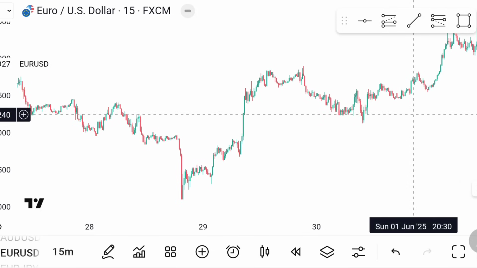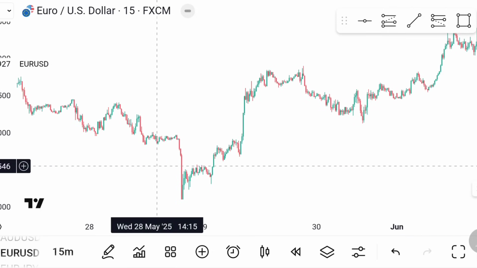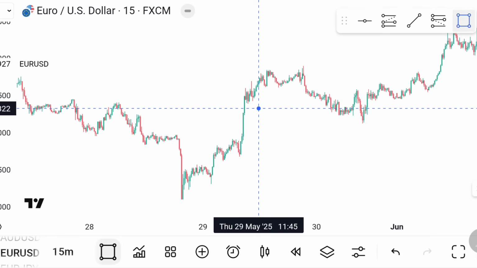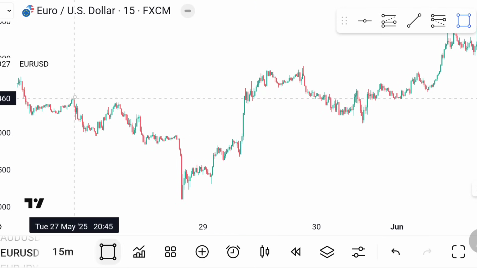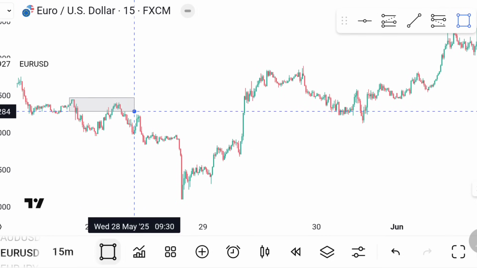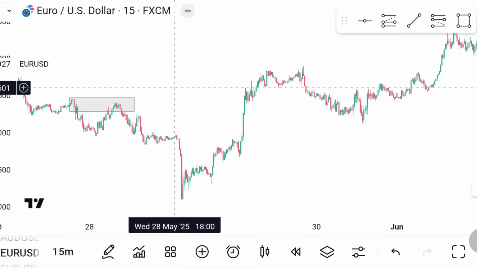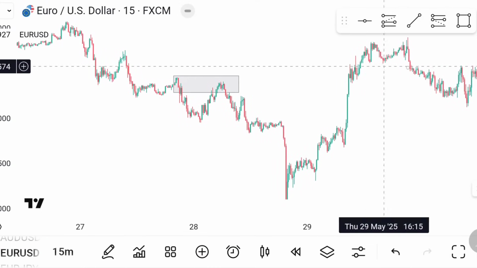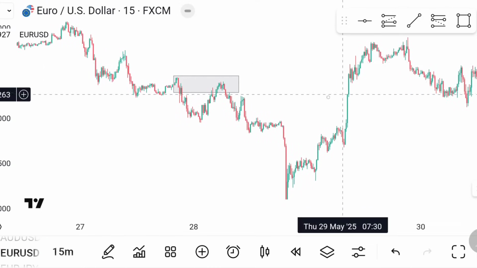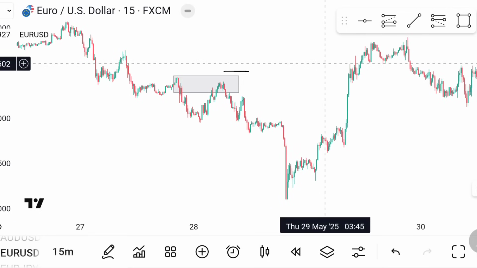Okay, now let us see this. Let's look for a supply zone. Look at this supply zone right here. Remember, we're on a 15 minutes time frame. So I want us to see how this market will work. We want to see this entry here. This is our supply zone.